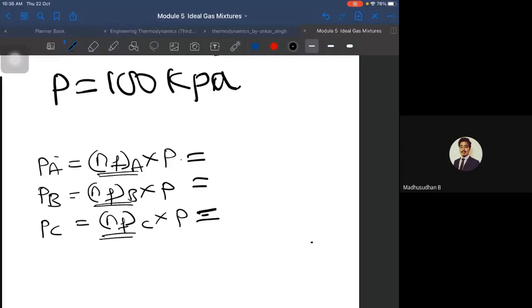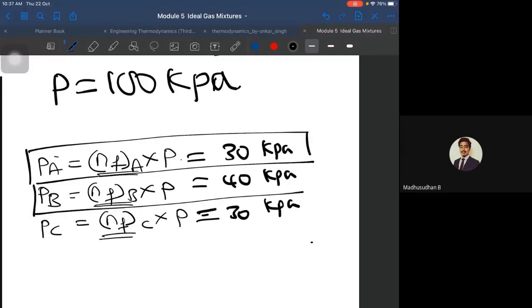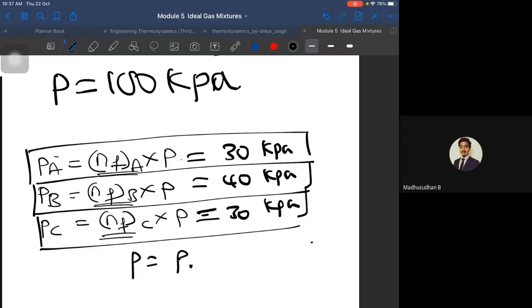How much? 30. That's it. 40. And even this will be 30, in kilopascals. So the partial pressure of A is 30 kPa, the partial pressure of B is 40 kPa, and the partial pressure of C is 30 kPa again. So Dalton's law, P equals PA plus PB plus PC, will be satisfied anyhow.